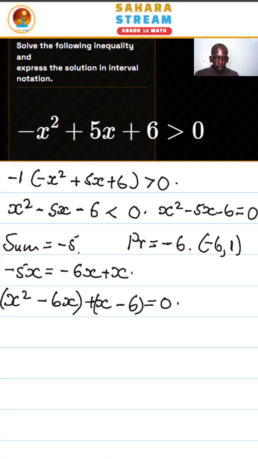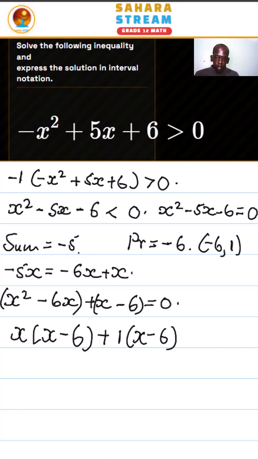From the first part, I can see x is common, so I can take it out: x into x, because x multiplied by x is x squared, then minus 6, because 6 multiplied by x is 6x. Then plus, I can take 1 aside, because 1 multiplied by x is x, then minus 6, because 1 multiplied by 6 is negative 6, equals 0. And now you see, x minus 6 is common on both parts. So I just need to use one of them. I can combine this x with this 1, and it becomes x plus 1, then x minus 6 equals 0.